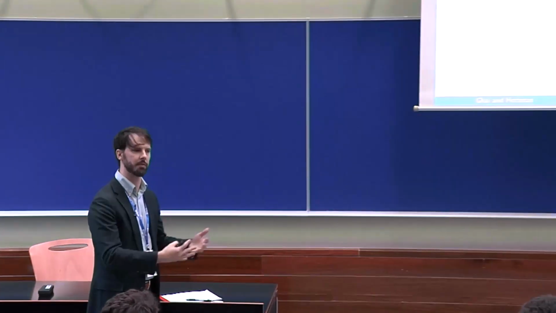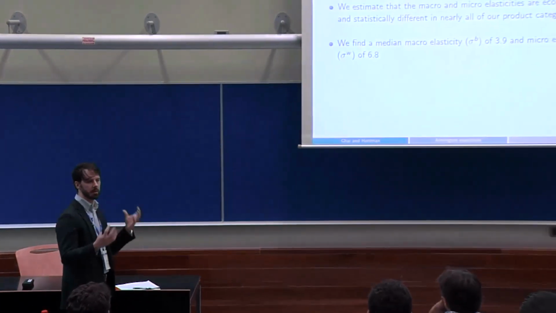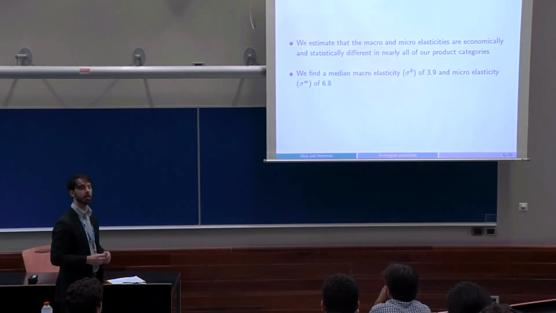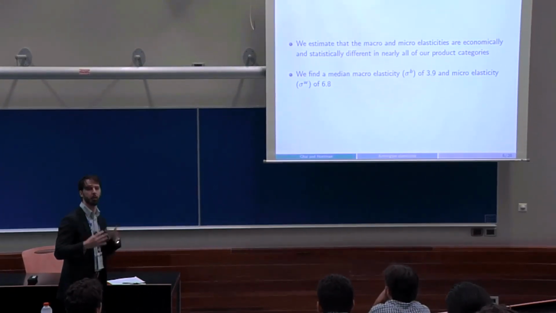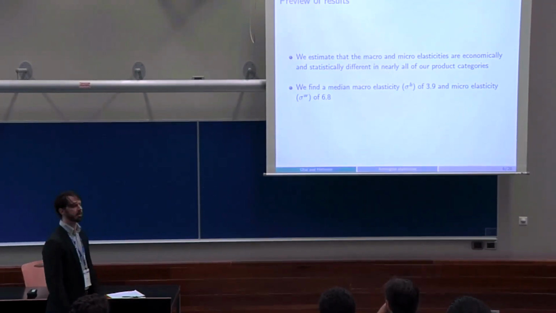I'm going to estimate, importantly, that the micro and macro elasticities I get are statistically different in nearly all my product categories. I'm going to get a median macro elasticity of something a bit below 4, and a median micro elasticity of something like 7. This is different from the Feenstra, Ruhl et al. paper, where they could not reject that these two objects are the same in roughly 70% of their product categories. So I'm going to get a much more precise statement that these are different objects, in accordance with this literature's view that the macro one is smaller than the micro one. Although I'm clearly not getting a macro elasticity of 1, as in a more standard IRBC type calibration.